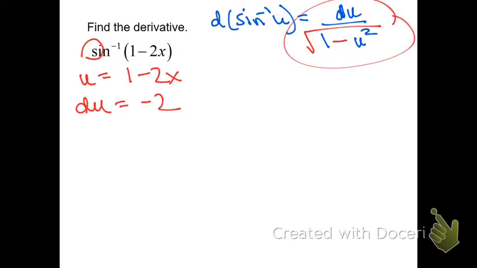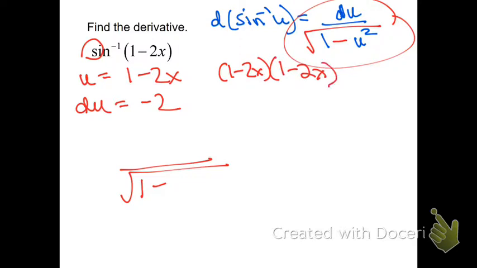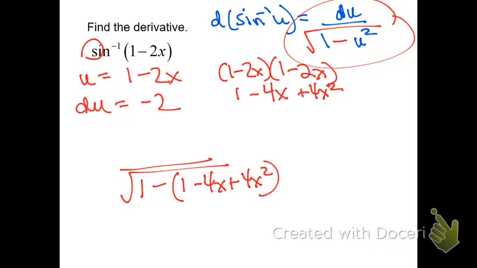Apply my formula. The derivative will be 1 over the square root of 1 minus u squared. That's going to be a 1 minus 2x times another 1 minus 2x. You're going to have to FOIL that. And you get 1 minus 2x and another minus 2x and plus 4x squared. Now all of that would go in parentheses. 1 minus 4x plus 4x squared. Times du, which is a negative 2.